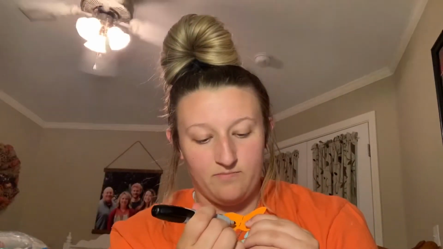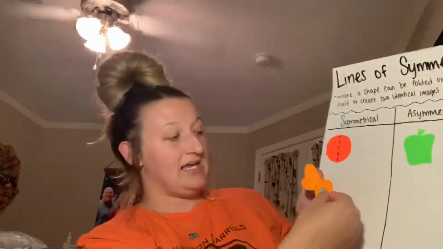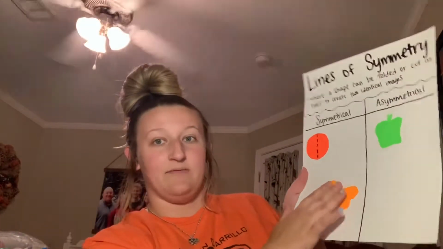So next we have this butterfly shape. Now, is this one symmetrical or asymmetrical? Good job. It's symmetrical, and it could be divided right here down the middle. Just like that. So now we're going to stick it on the symmetrical side.